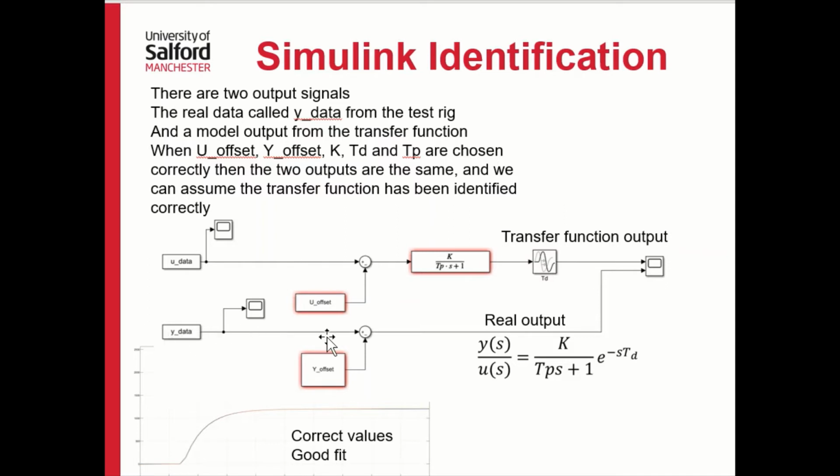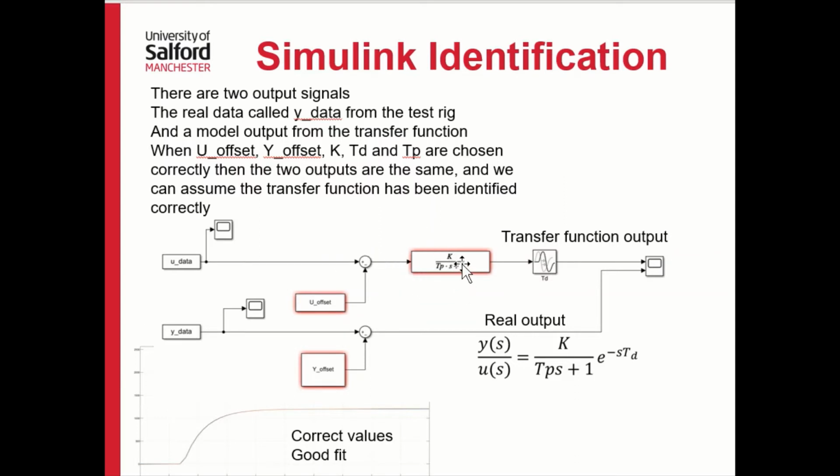Y data is the real output data from the rig, and that comes down here and is just displayed on the screen. But we've also got a little offset to put on it to make sure it starts at 0 rather than starts at 1400. So you set that at 1400 and it'll subtract that to start it off at 0. Then U data is the blue signal, the one that started at 800 and went up to 1800. So that's going to be offset by 800 to start at 0.